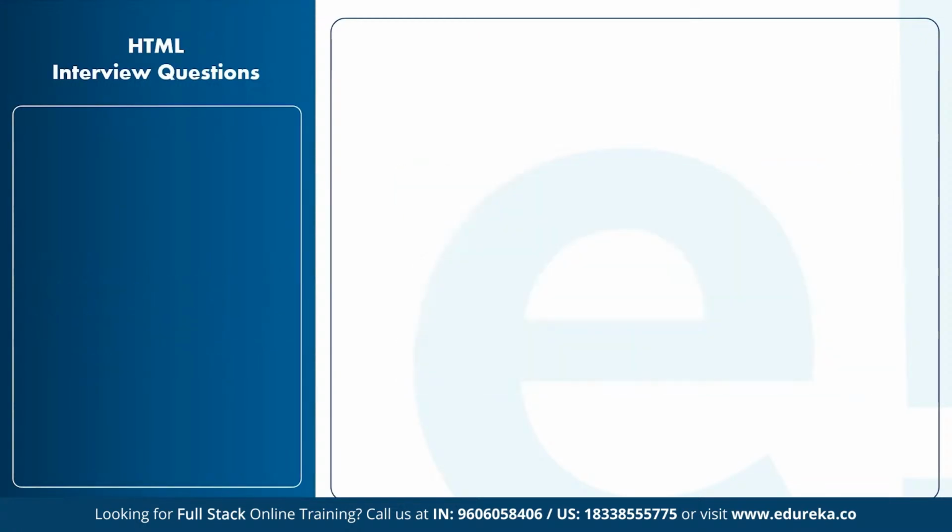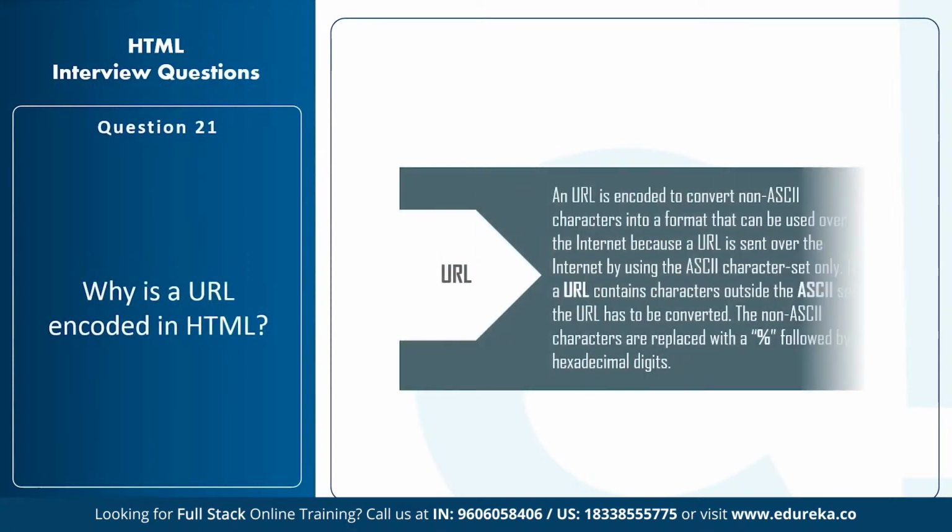Now the next question is, why is a URL encoded in HTML? Now a URL is encoded to convert the non-ASCII characters into a format that can be used over the internet, because a URL is sent over the internet by using the ASCII character set only. So if a URL contains characters outside the ASCII set, the URL has to be converted, and the non-ASCII characters are replaced with a % symbol followed by the hexadecimal digits.